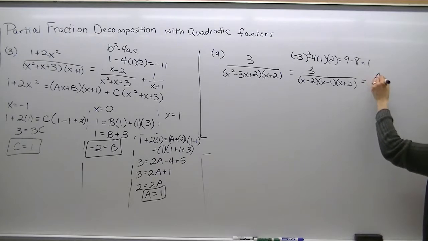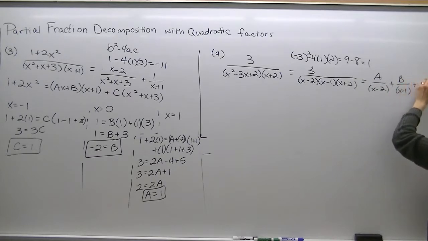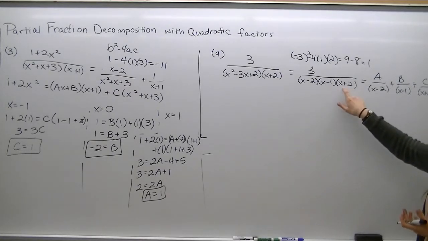So I can write this as a over the first factor plus b over the second factor plus c over the third factor. So there's nothing tricky here. I don't have any repeated factors. I don't have a quadratic that I can't find real solutions for. So we're back to this type. So let's find our polynomial. So I need to multiply by each of these 3 factors.